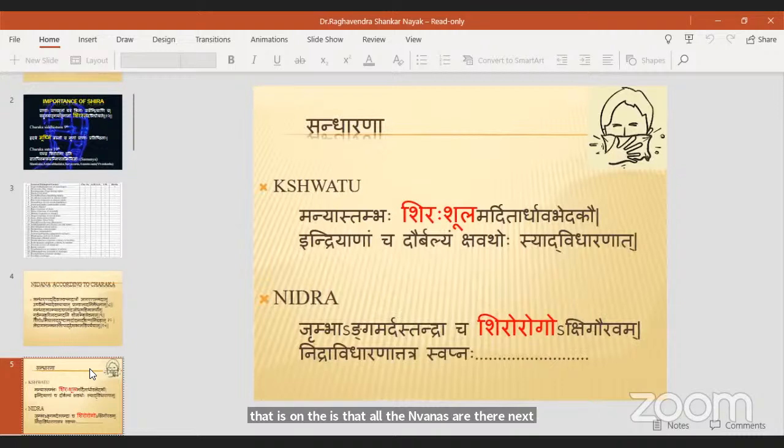Sandharana means suppressing the Vegas in day-to-day life, which leads to Shiroroga. Charaka has explained Kshavathu and Nidra Vega. These two Vega Dharanas lead in one way or another to Shiroroga. In Kshavathu, they have explained Shiroshula straight away, and in Nidra Vega Dharana, they have explained Shirorogas. Next slide.